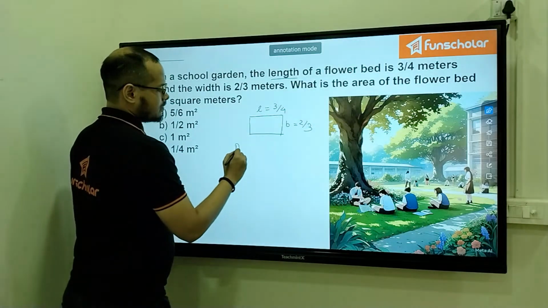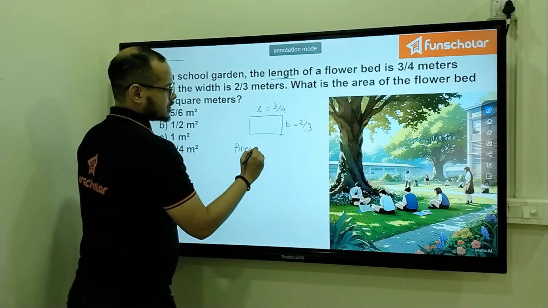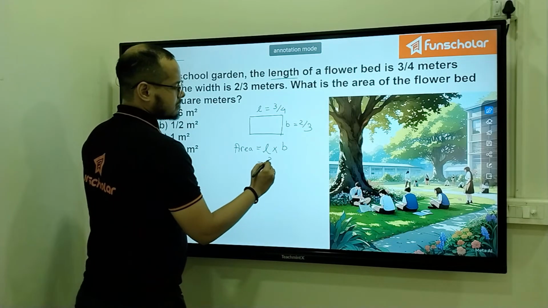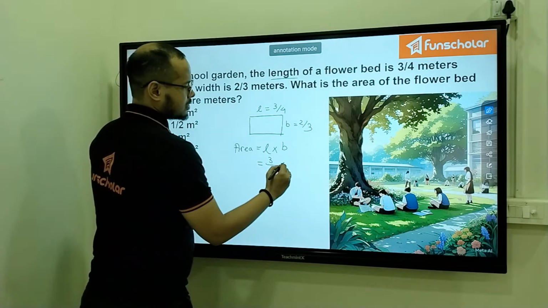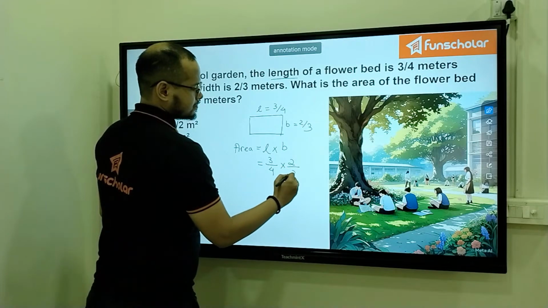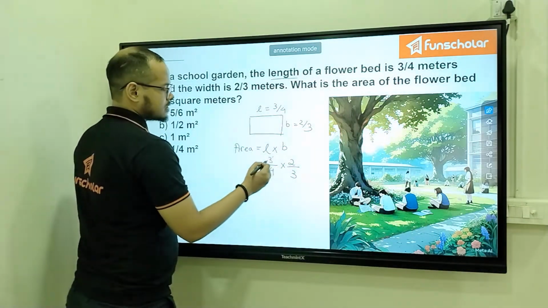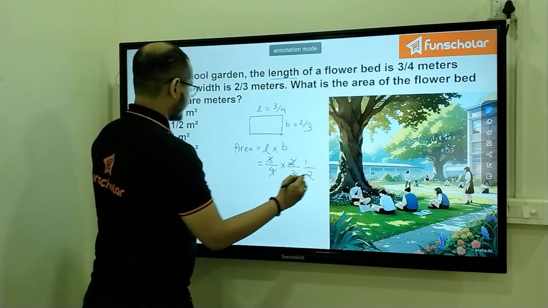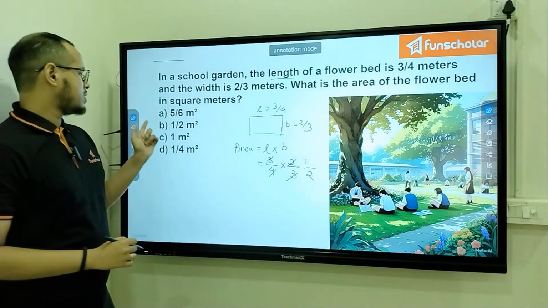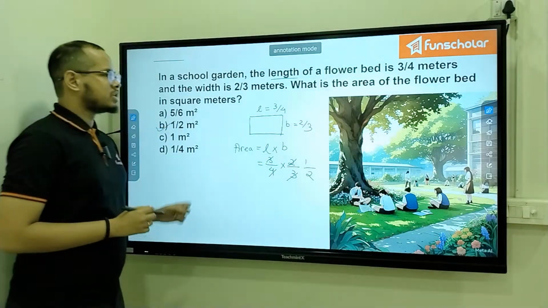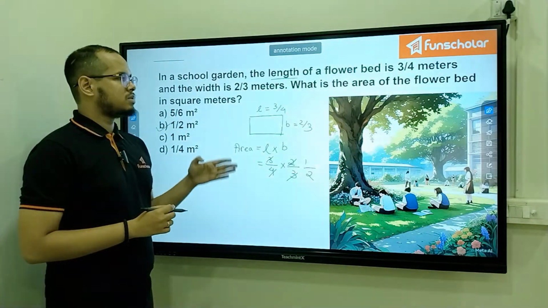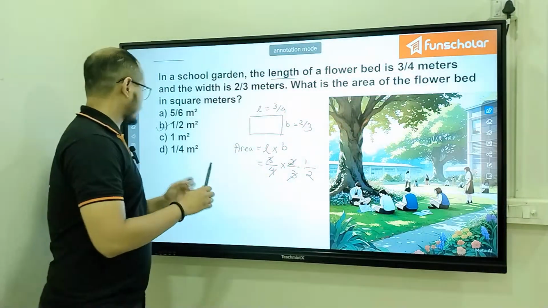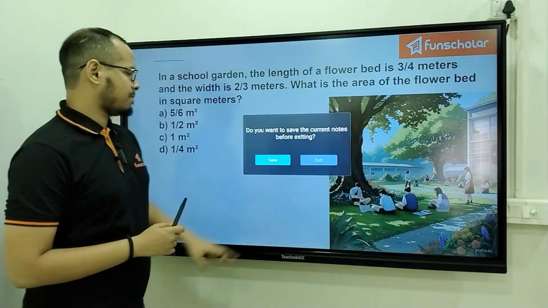We know the area of a rectangle is nothing but length into breadth. Length here is 3 by 4, breadth here is 2 by 3. So let's cancel out 3 and 3, and it comes out to be half. Now, what is going to be the answer here? Option number B. So this is how we have utilized this concept of rational numbers to find the area of a rectangle. Let's continue to the next sum.